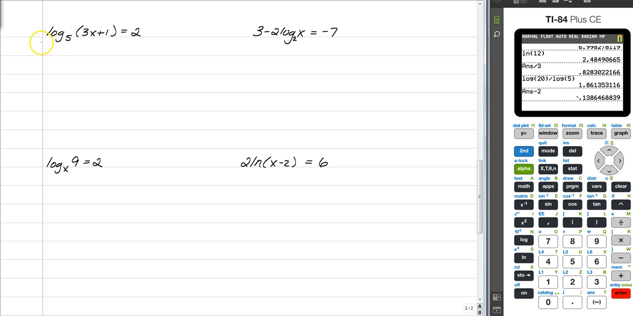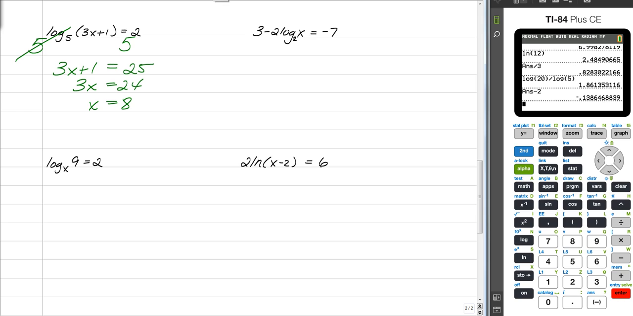To get rid of the log base 5, we're actually exponentiating both sides. So now this becomes 5 raised to the log base 5 of 3x plus 1 is equal to 5 raised to the second power. So that's going to cancel those guys. So we have 3x plus 1 is equal to 5 squared. So we can just straight up call it 25. Subtract 1 from both sides. So 3x is equal to 24. So x is equal to 8. And we are good to go.